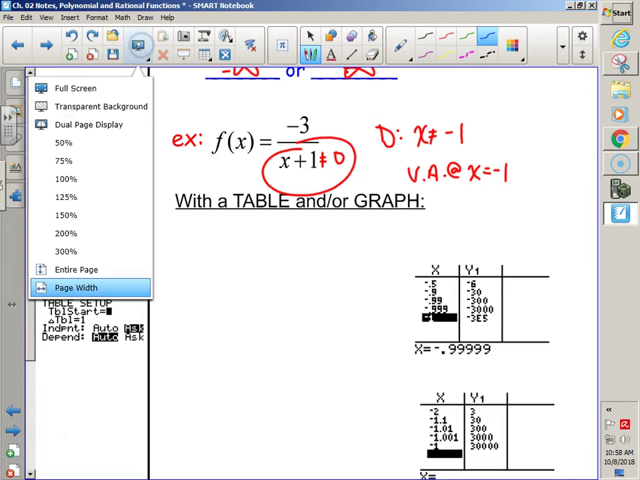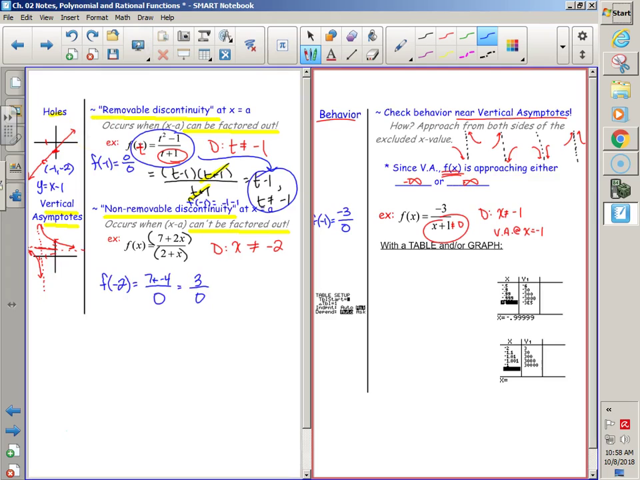Okay, pause real quick. I just want to show you guys a trick. The whole removable, non-removable thing is super important, mathematically speaking, because holes, we want to factor and reduce to be able to see where the hole is. We have to plug into the reduced form, not the original form, to find the hole. Vertical asymptotes can't be reduced. That's part of their definition, where they come from.